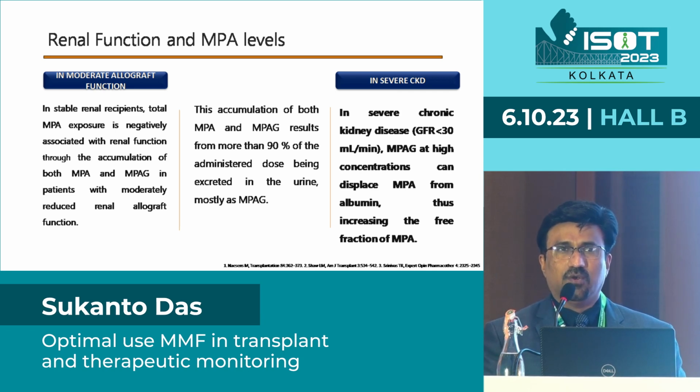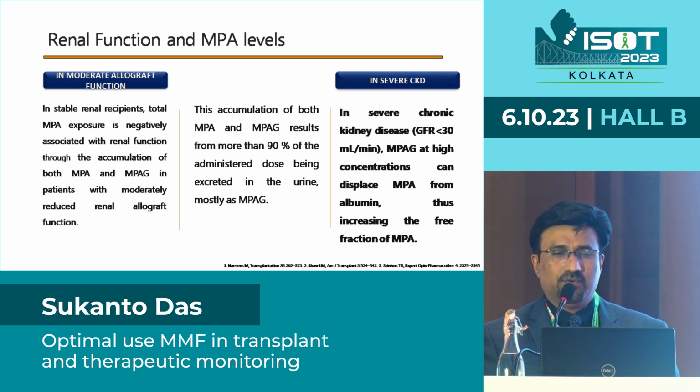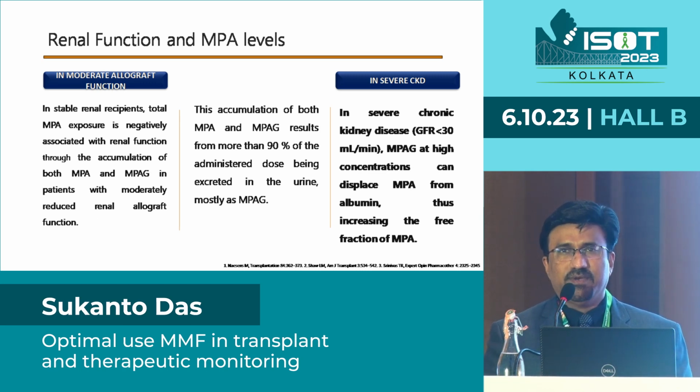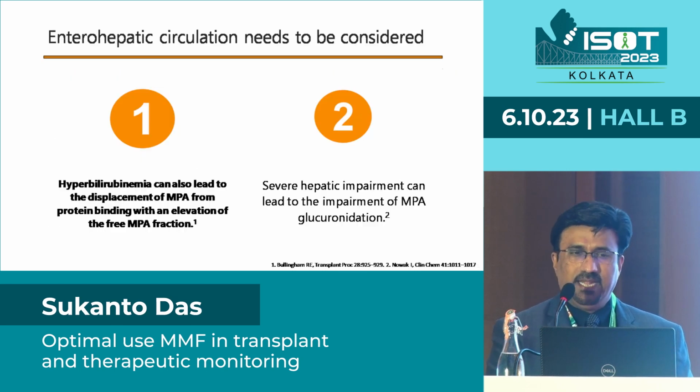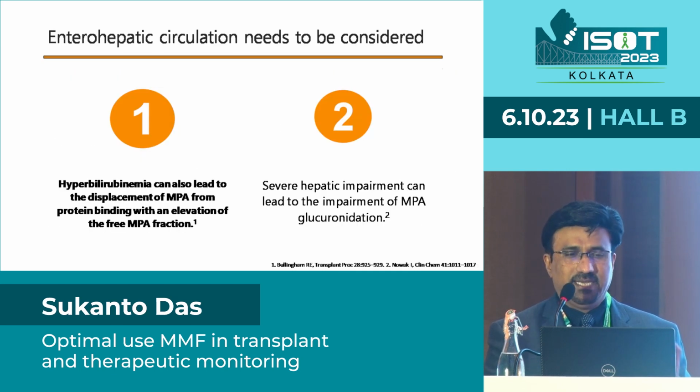For example, consider chronic kidney disease or a patient having allograft dysfunction. When there's stable kidney function, there is a very good correlation between the total and unbound fractions of MPA. But in chronic kidney disease, there is a displacement of MPA from the MPA-bound fraction, and that causes an undue rise in MPA levels. There is also another important aspect that has to be kept in mind. Hyperbilirubinemia can also lead to displacement of MPA from protein binding, with an elevation of the free MPA fraction. Therefore, severe hepatic impairment is another important impediment.